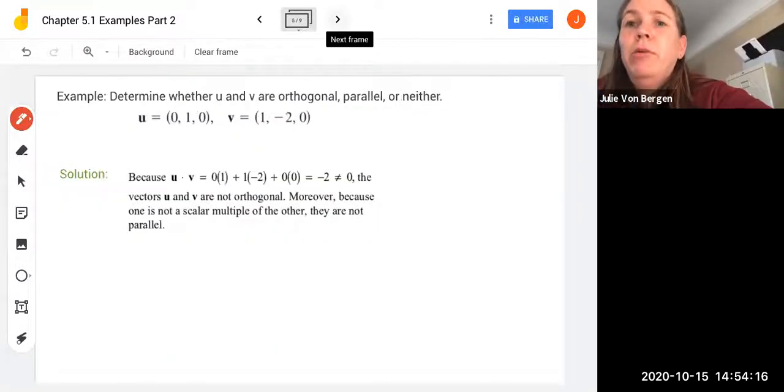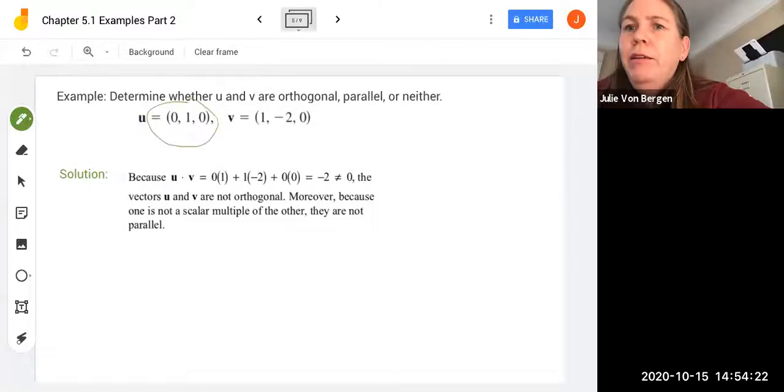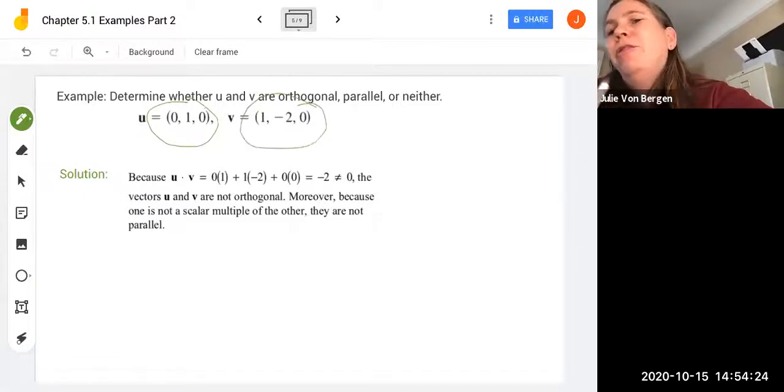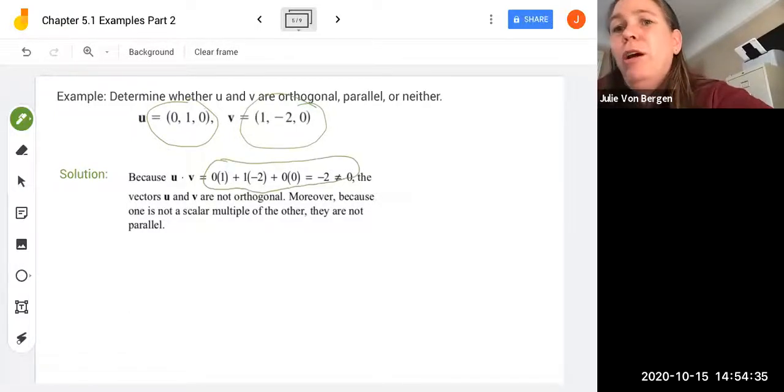Here's a scenario with vectors u equal 0, 1, 0. And vector v is 1, -2, 0. You can see right away it's not parallel. They're not scalar multiples. When you do the dot product, you get -2, which is not 0. So the vectors are also not orthogonal.